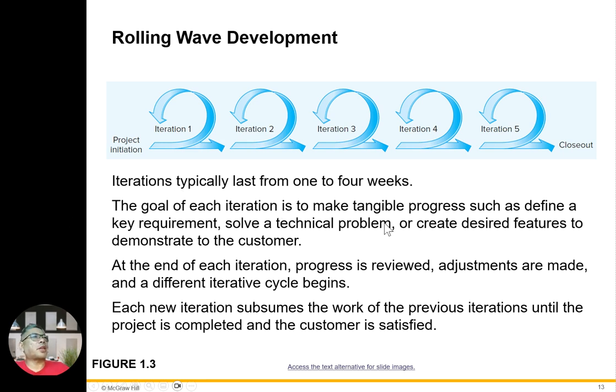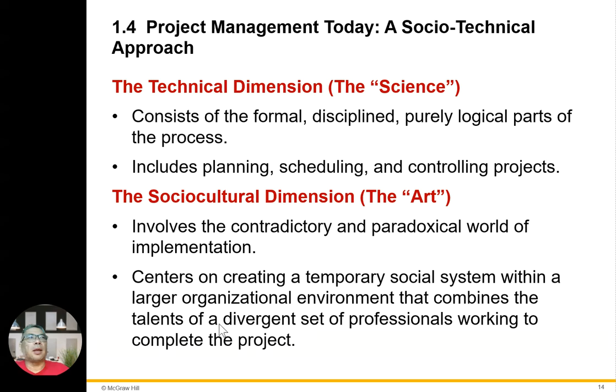The goal of each iteration is to make tangible progress, such as defining key requirements, solving technical problems, and creating desired features to demonstrate to the customers. At the end of each iteration, progress is reviewed, adjustments are made, and a different iteration cycle begins. Okay, iteration 1, iteration 2, iteration 3. Each new iteration builds on the work of the previous iteration, and the project is completed and the customer is satisfied.